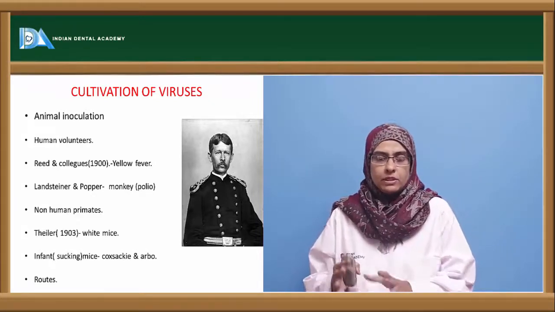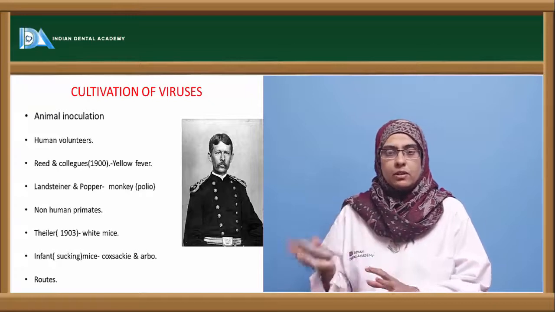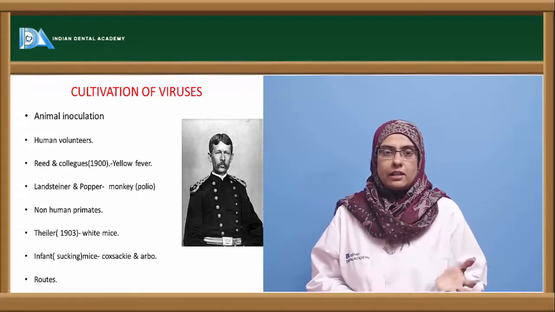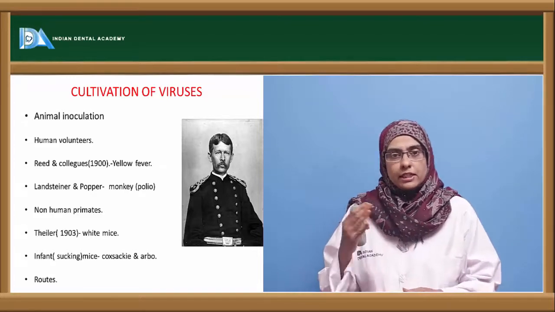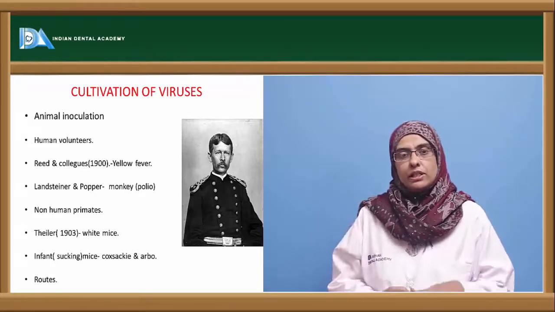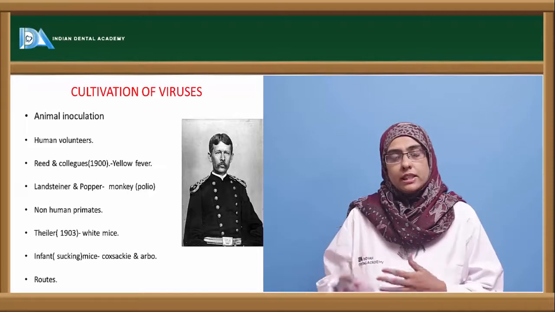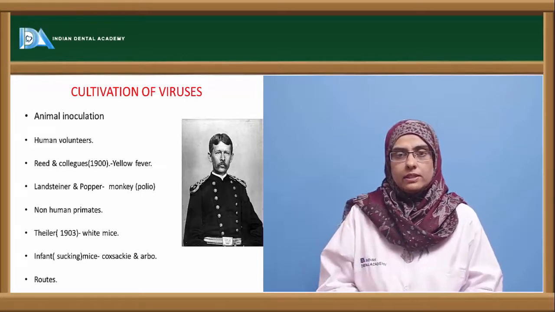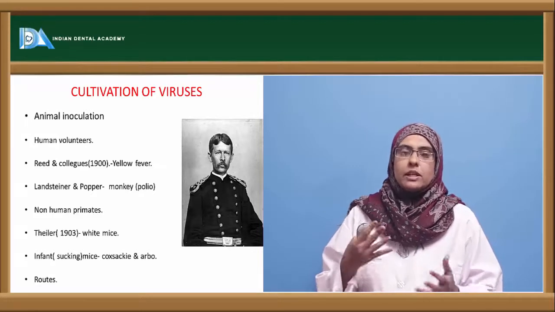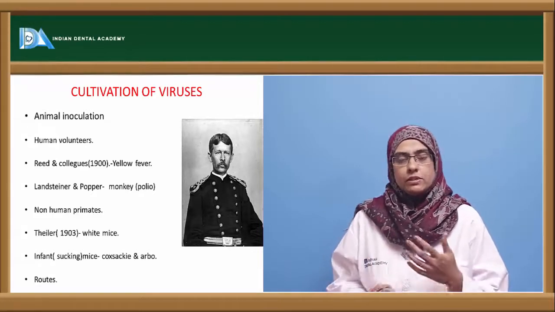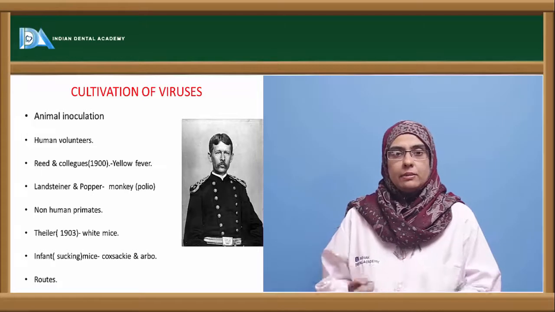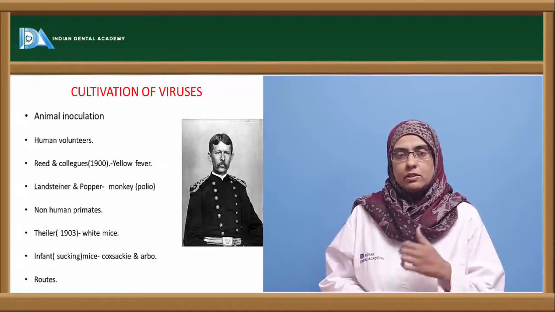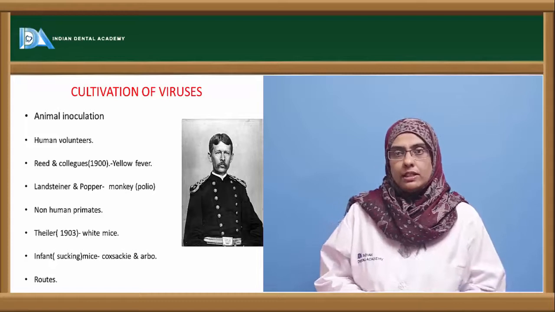So apart from this particular animal, the organism cannot be isolated elsewhere in the other animal inoculation techniques. So exclusively we have to depend upon the infant or suckling mice to study the characteristics of the Coxsackie and the arbovirus and to cultivate these viruses. And depending upon the experimental animal, you have to select the route of inoculation. Either it can be intravenous, subcutaneous, or intraperitoneal, etc., in order to cultivate the viruses.